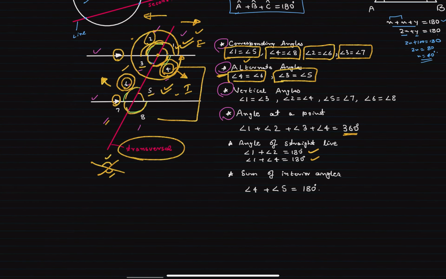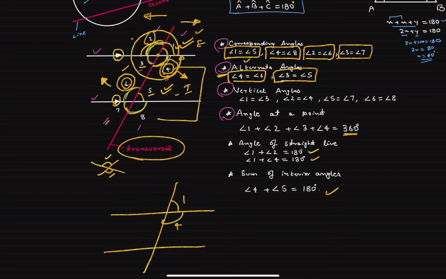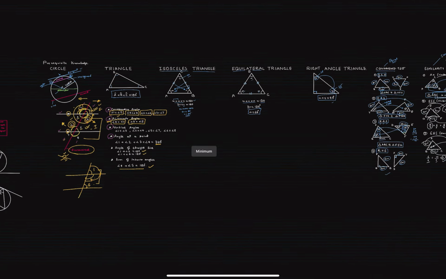Some interior angles are also supplementary, right? And we have a good reason to believe this. Let me draw it again: this is angle 1, this is angle 4, and angle 1 equals angle 5, right? If these two are equal and 1 plus 4 is 180, that means 4 plus 5 is also 180. Angle 4 and angle 5 should also sum to 180, right? So this was the prerequisite knowledge.